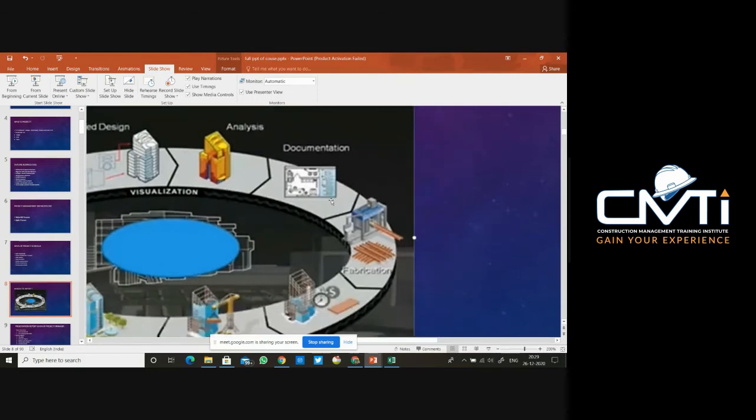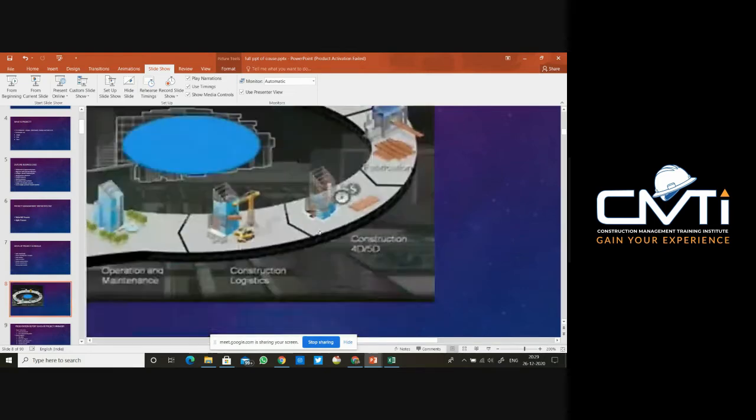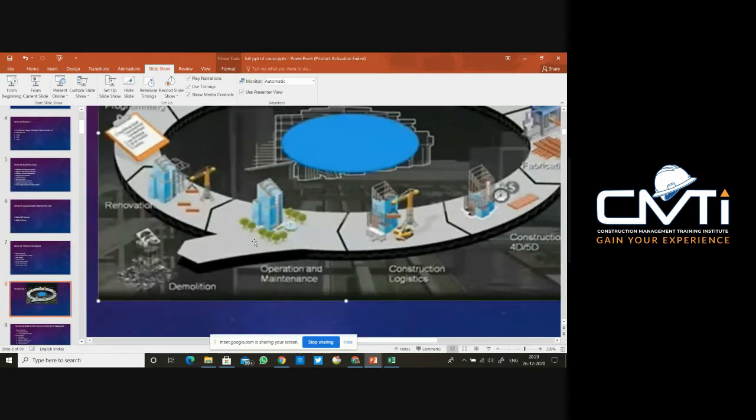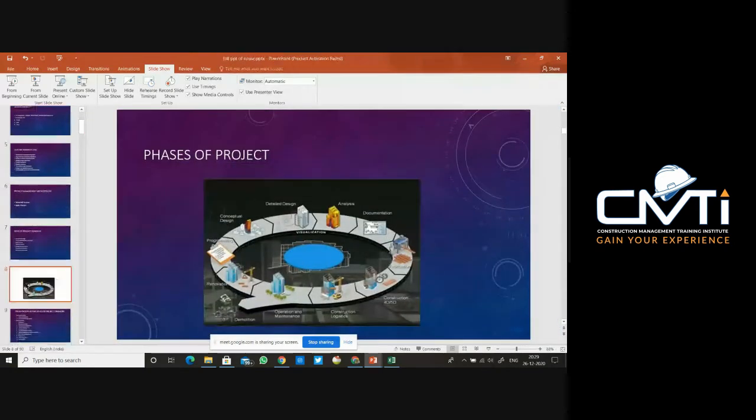Then we have to do the documentation work. Then we will do the construction work. Then at the end we require the operation and maintenance cost. After that there are two ways. It may lead to demolition or the main building can be renovated. So this is a flow chart of the phases of the project.